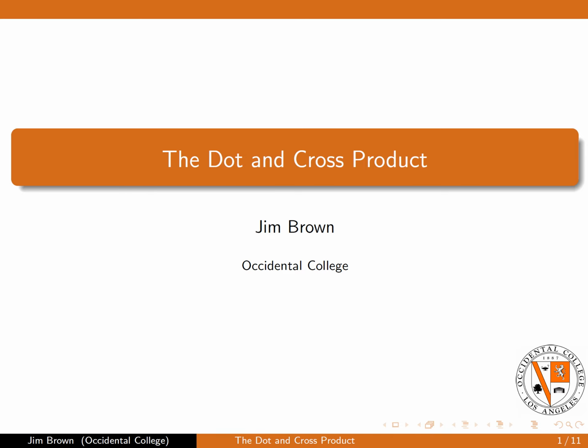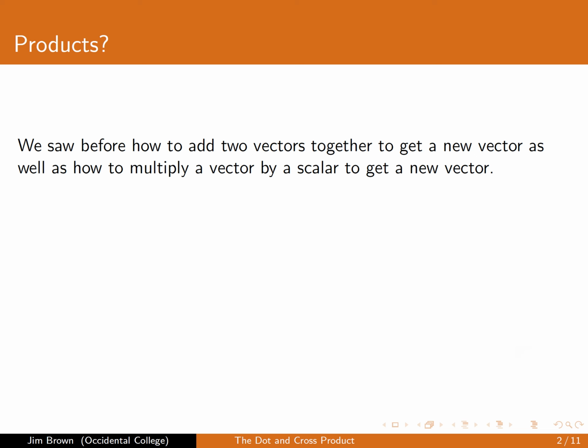So in this recording, we're going to talk about the dot and the cross product. Let's recall that in our introduction to vectors before, we talked about how we could add and subtract vectors to get a new vector, and also how we could scalar multiply a vector, so just multiply by some number to get a new vector.